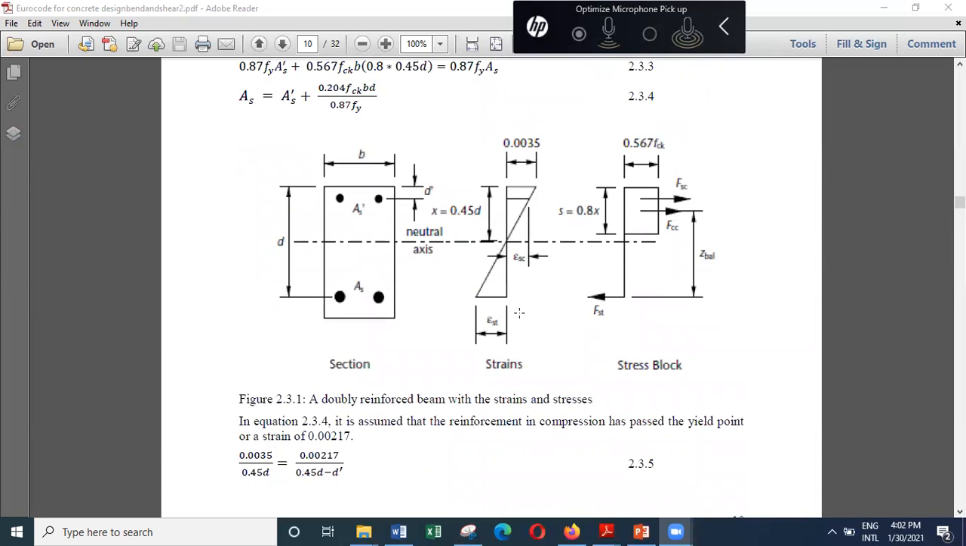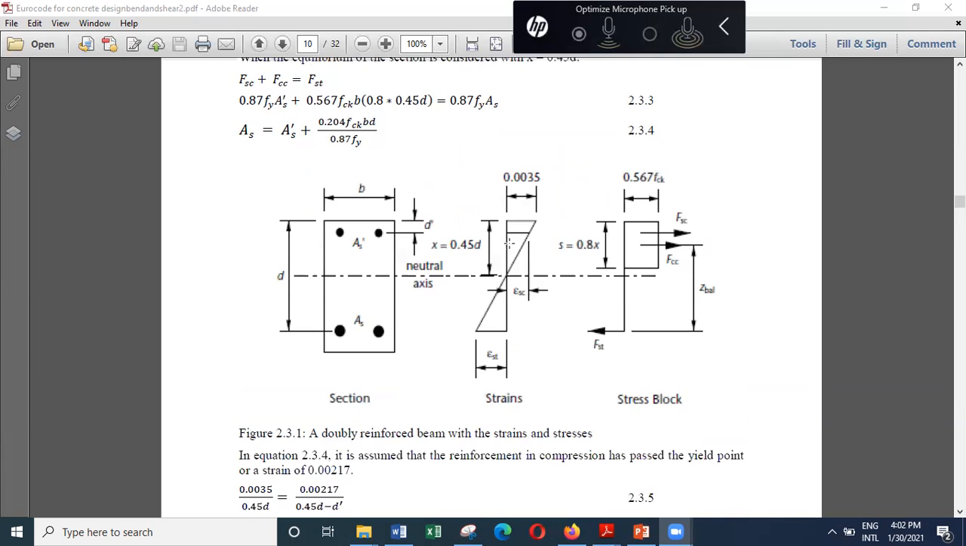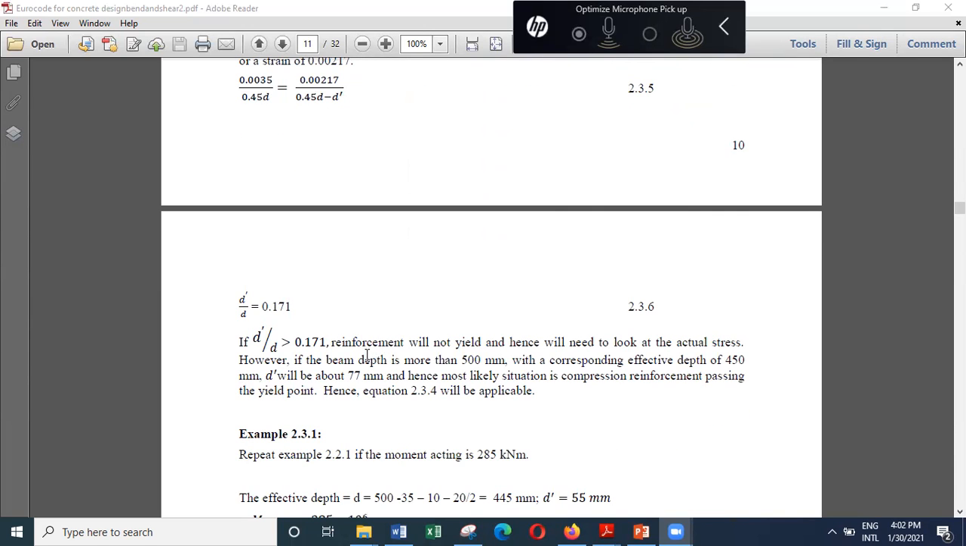And if the reinforcement that you provide is too much inwards, then you might find that the strain is less than 0.00217. In that case, the use of this equation is wrong, because in this equation we have already assumed that all the compression steel has yielded. So you have to be a little careful there. And this is not a major problem in most cases, because this can happen only if the beam is carrying heavy loads.